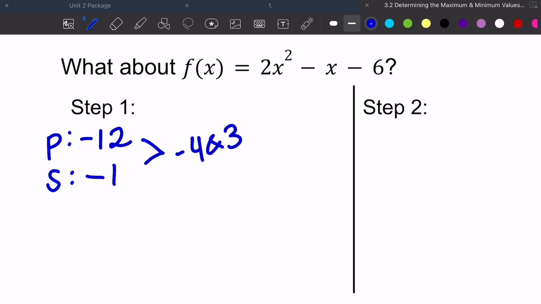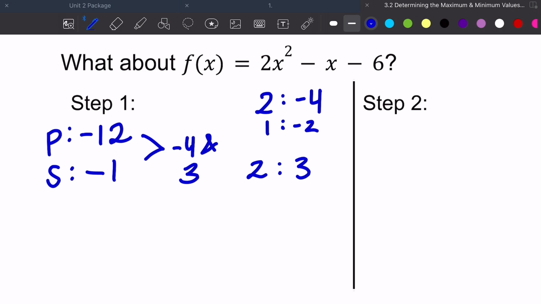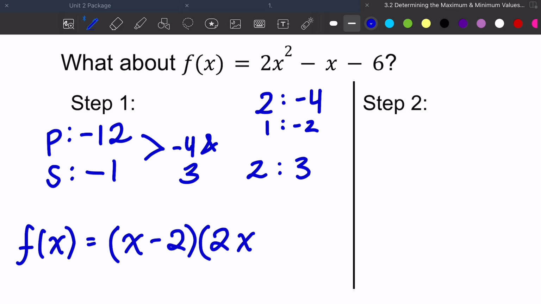Minus 4 and plus 3. And then the ratio method that I've now learned and I'm obsessed with: we take a to our first integer and then a to our second integer, which can simplify to 1 to negative 2. So we've got f of x equals x minus 2 and then 2x plus 3.